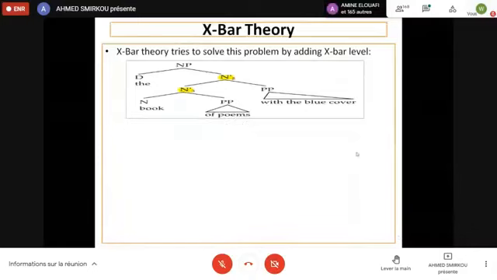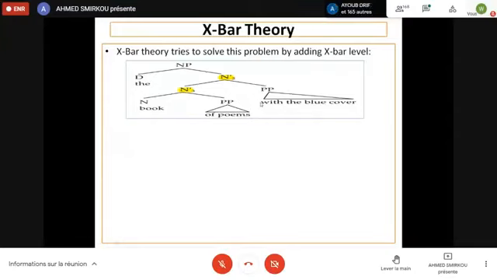X-bar theory tries to solve this problem by adding X-bar levels. So you see, determiner and noun phrase. This is N-bar that includes only the head and its complement, book of poems. And N-bar 2 that includes the adjunct, with the blue cover. Now we solve the problem.